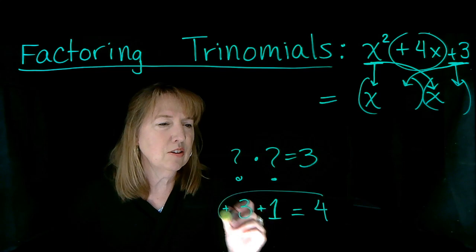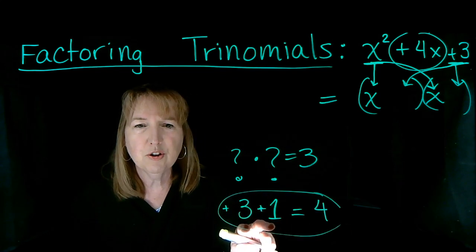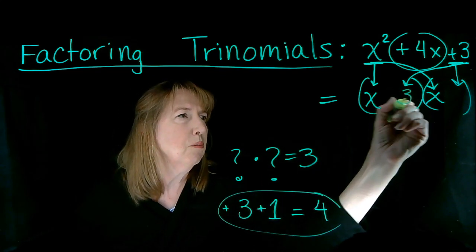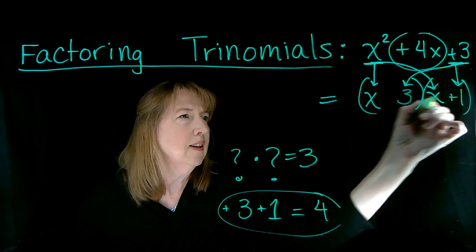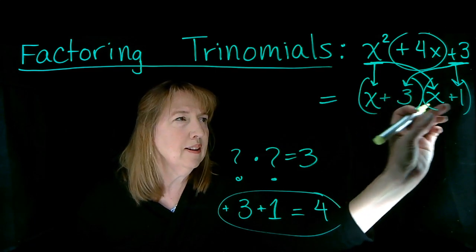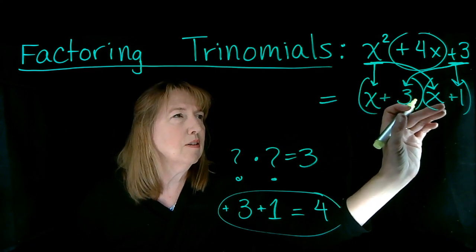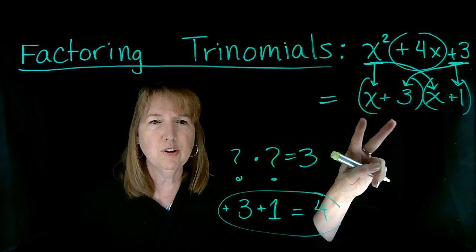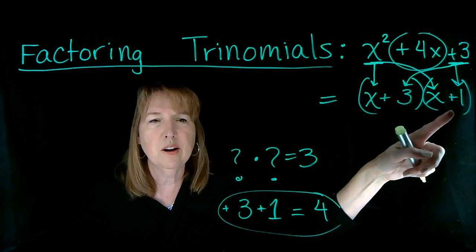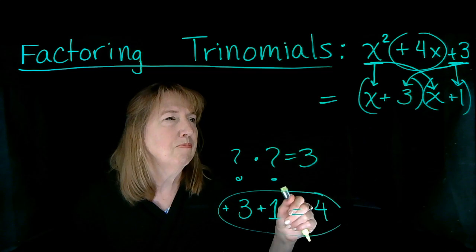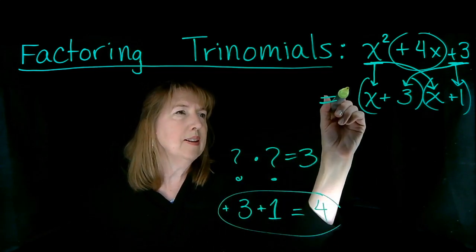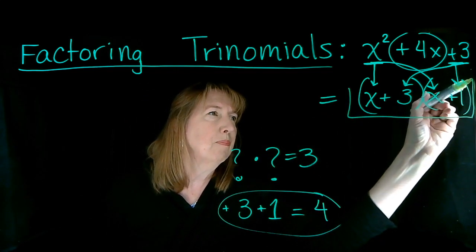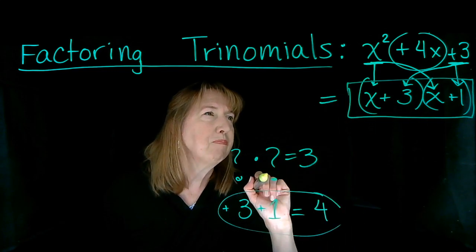So these are going to be your two numbers, your positive 3 and your positive 1. Does it matter the order you write them? No, it doesn't, because multiplication is commutative. You can put the 1 here and the 3 there, and it's the same answer. And by the way, this is the answer to that particular problem.